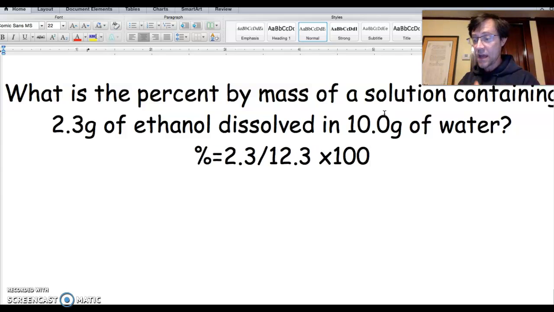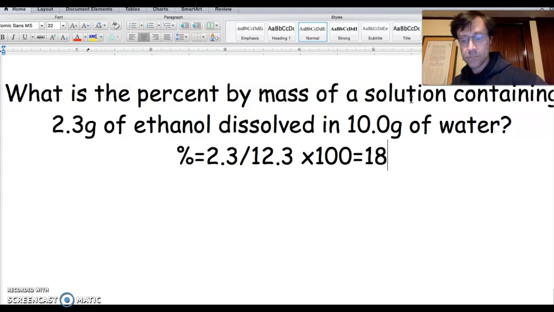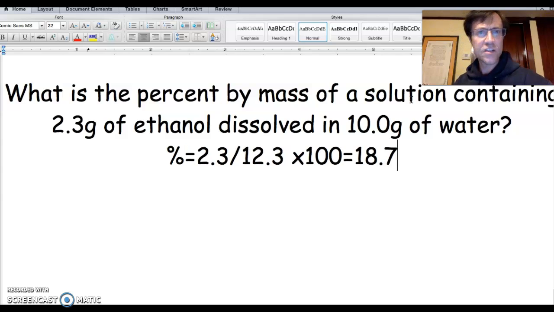So, using a calculator, about 18.7. Make sure you guys get about the same result. Does this make sense? Part over whole. The whole thing, both parts. Because 3 grams was dissolved into 10 grams, you have to add the two together.